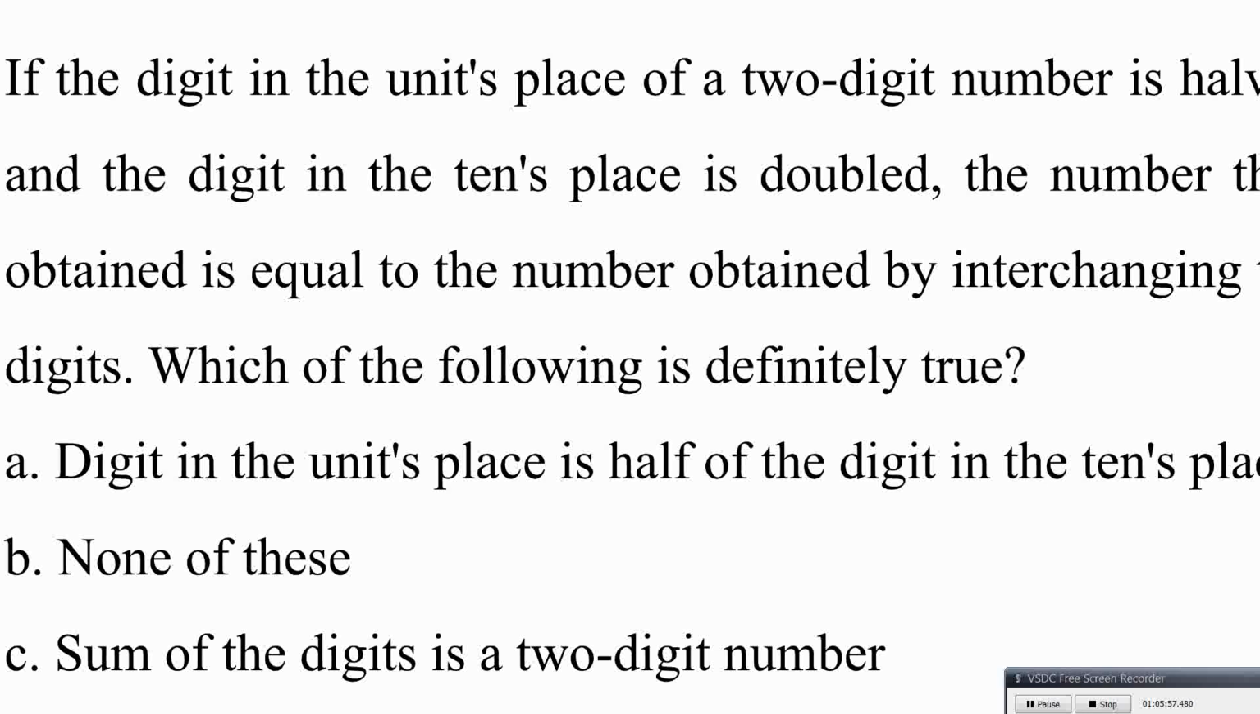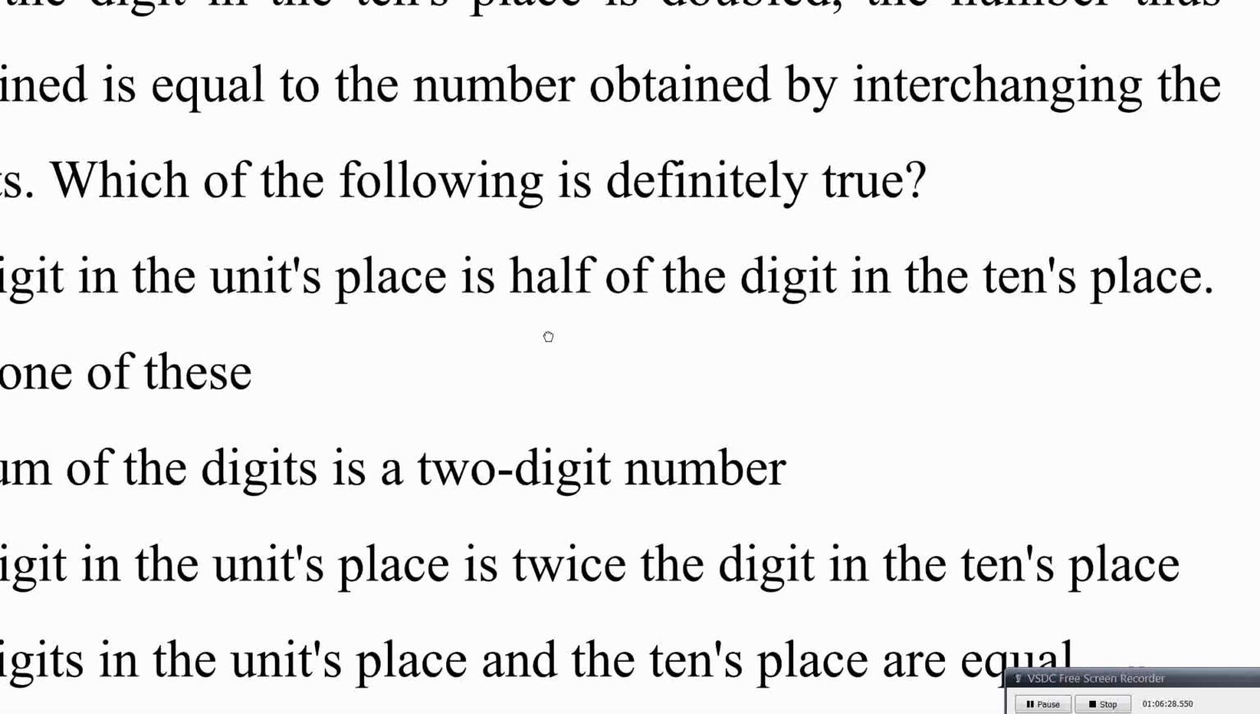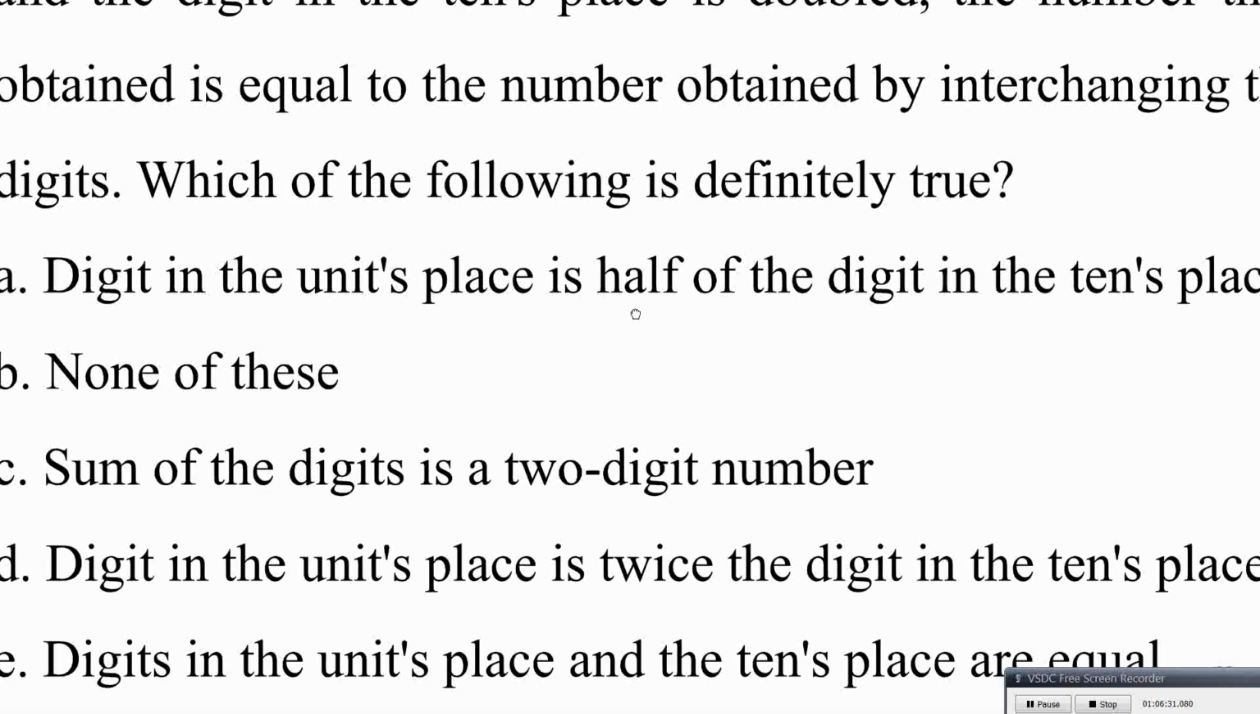See, you take some two-digit number xy. Xy is a two-digit number, let us say. In that, tens place is x. Now they are asking to take half of the units place, meaning y by 2, and double the tens place, meaning 2x. If we take it like that, the number is reversed, they are saying. Xy becomes yx. Now, if that is the case, which of the options is definitely true? Sum of the digits is a two-digit number. Digit in the units place is half of the digit in the tens place. Which of these options is true?